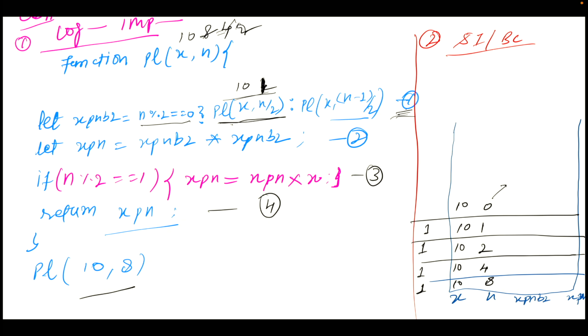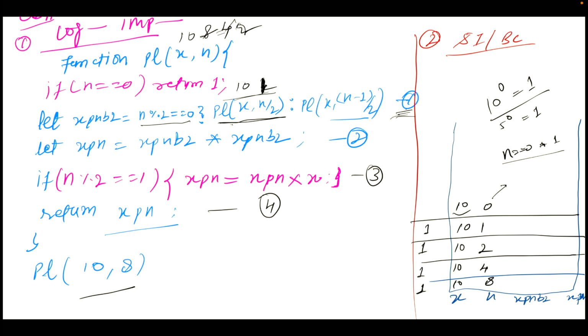So our base case will be n equals 0, and it should return 1. One more thing: if we calculate 10 to the power 0, it will be 1. Otherwise, if we calculate any number to the power 0, it will produce 1 only. So this will be our base case, and we will implement it here: if n equals 0, then return 1. As simple as that.